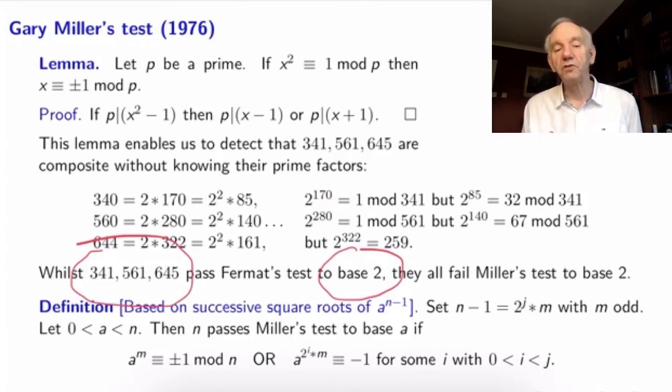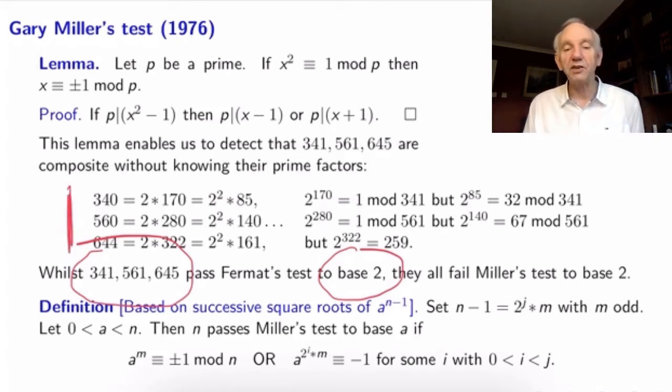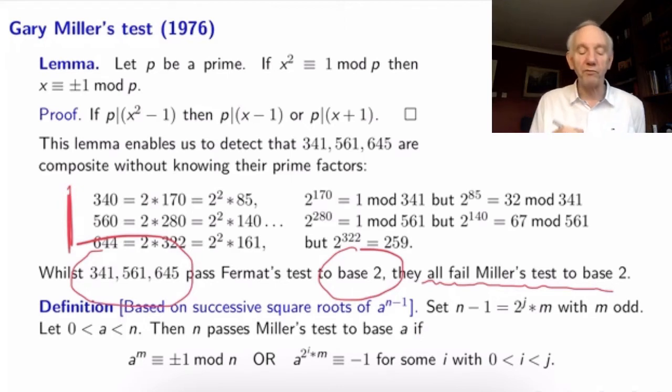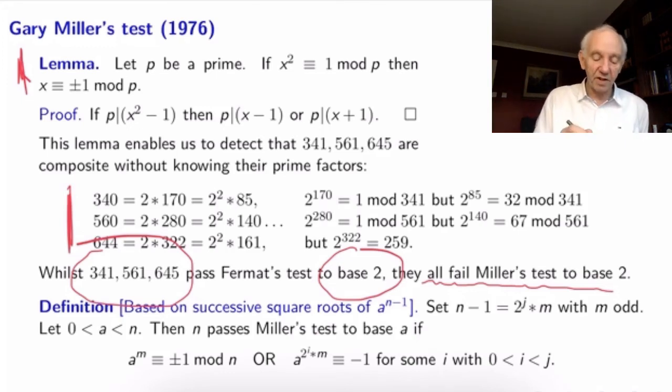Fermat's little theorem, the result holds even though these are not prime numbers. But all these 3 numbers, because of what I've said here, when you take successive square roots of the exponents, you don't always get plus or minus 1. So to that extent, we say that they fail Miller's test. Miller's test is a matter of applying the lemma and checking, as much as you can when you keep dividing the exponent by 2, which is equivalent to extracting square roots, that you always get plus or minus 1 mod n.